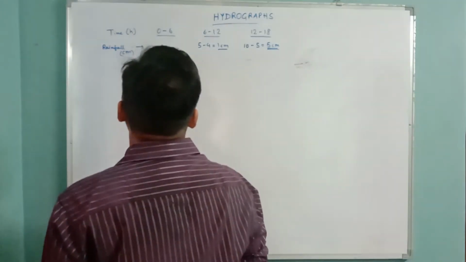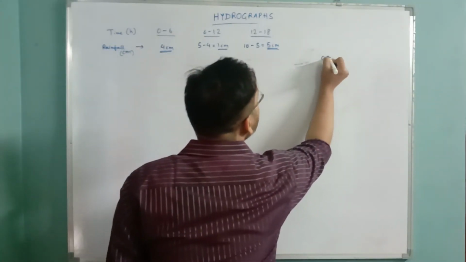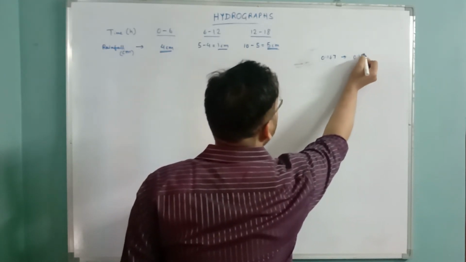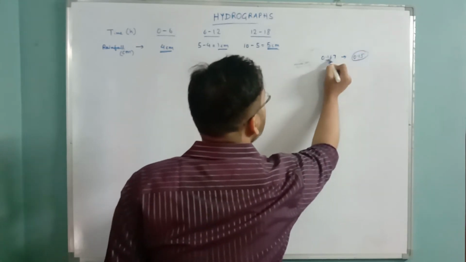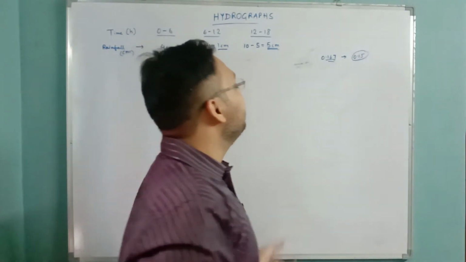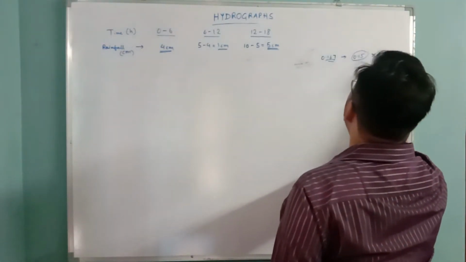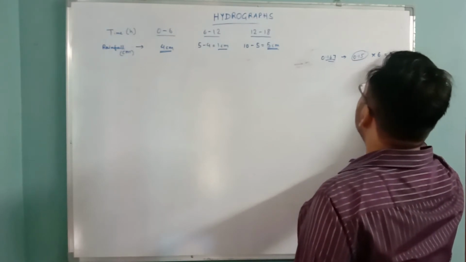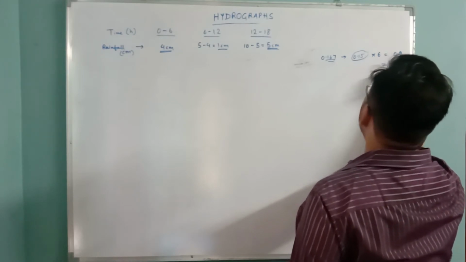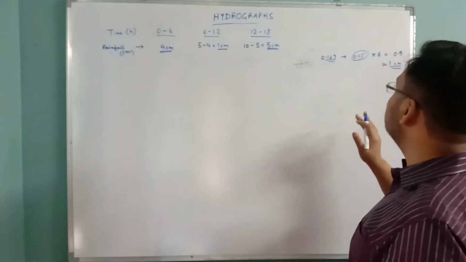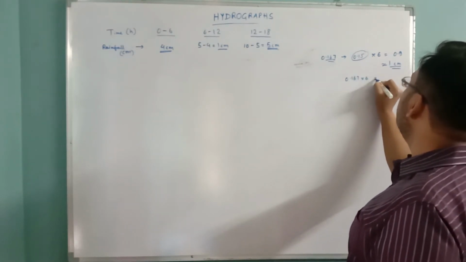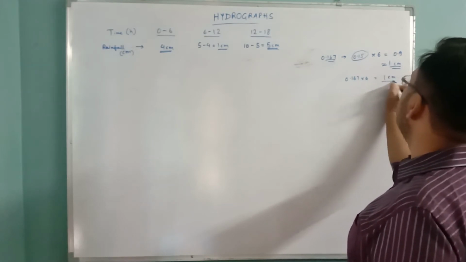So suppose the loss is given as 0.167. Let us assume it to be somewhere around 0.15 for our convenience, just because these values are very small. 0.15 multiplied by 6 is going to be 0.9, and I can approximate it to be 1 centimeter. There's a bit of approximation, but even 0.167 multiplied by 6 will give me around 1 centimeter.